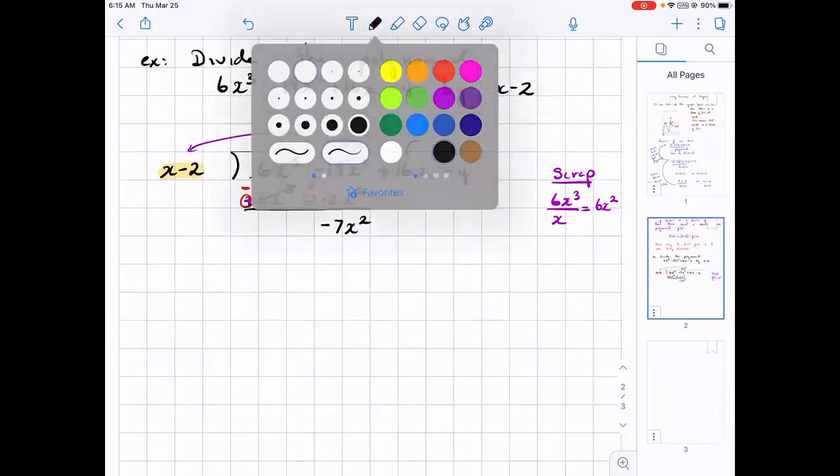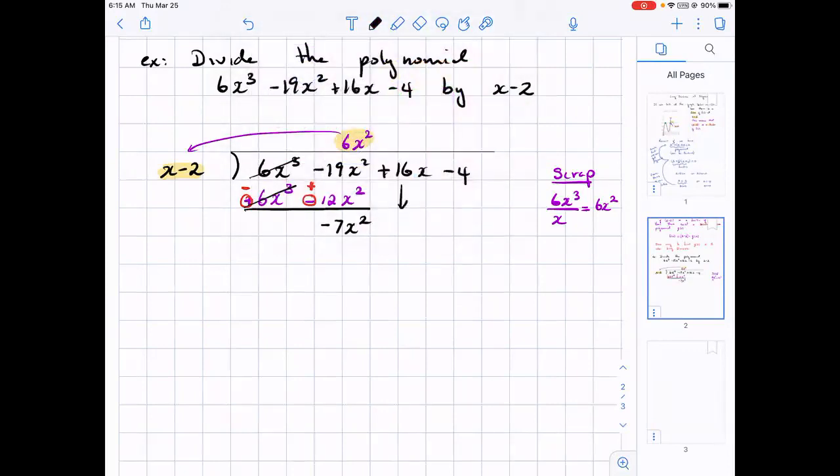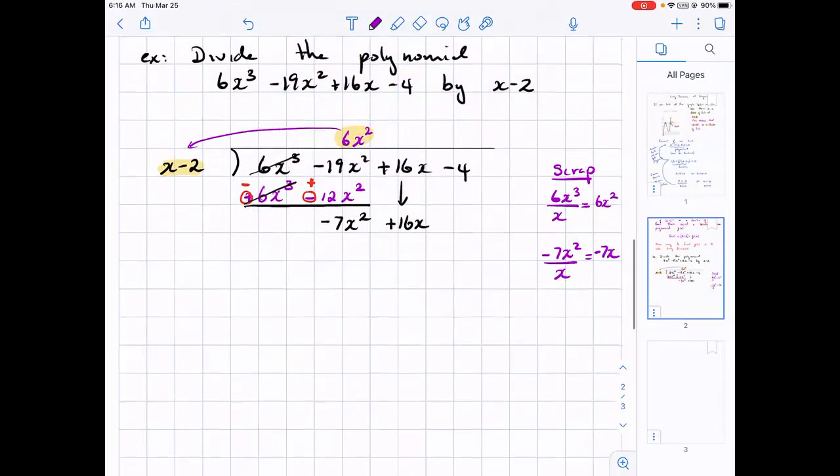Well, before you repeat, we can bring this down, plus 16x. Then you ask yourself again, what is minus 7x squared divided by x? And that is going to give me minus 7x. So over here we write minus 7x.